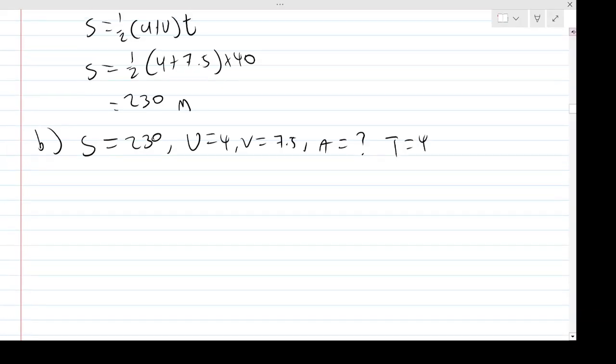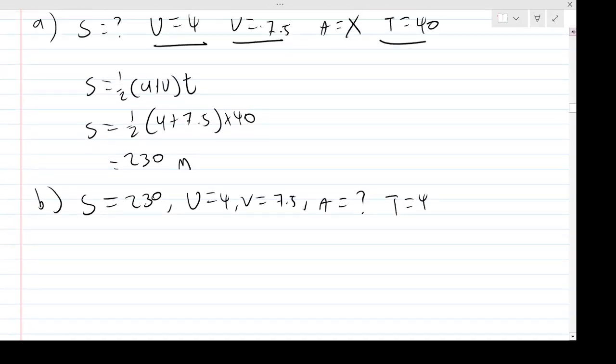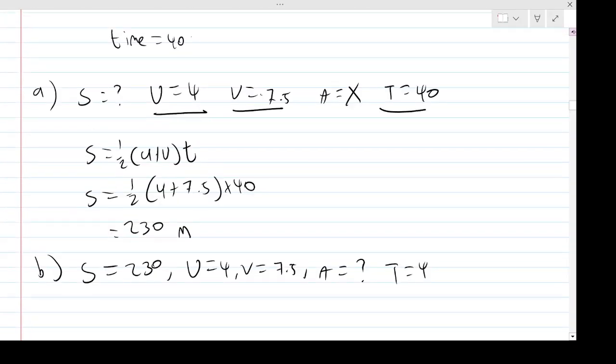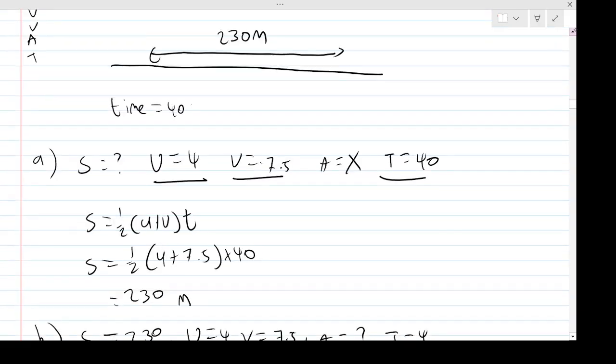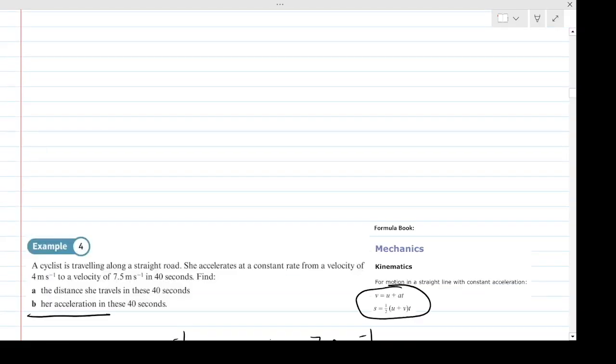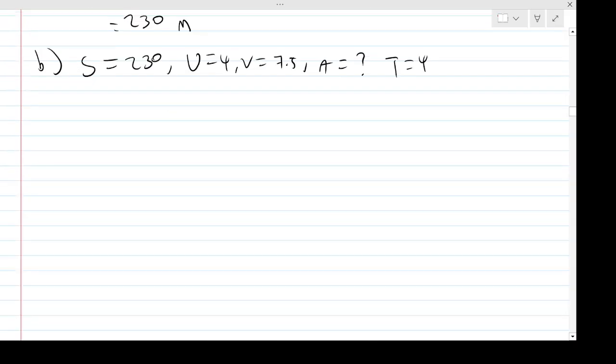And so I ask myself, what formulas can I use? Which one has A in it, if I only have these two formulas to work with for now? The only one that includes A is this one here. So I can find acceleration using V is U plus AT. If I state that formula and sub my values in, V is 7.5. That's going to be U, which is 4, add A, which is just A.